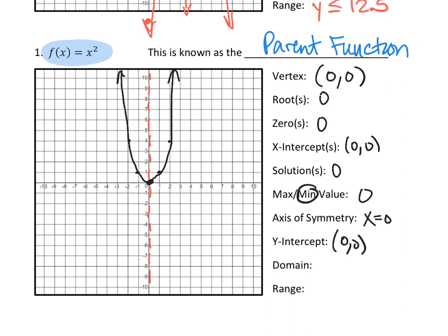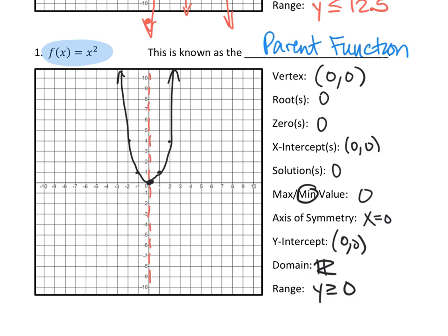What's the domain? All real numbers. Thank you for not saying 0. The domain is still all real numbers. But what's the range? y greater than or equal to 0. Y'all, the parent function is the most boring version because it all has to do with the origin here. This is the only coordinate point that is one of my attributes here. It's basically the whole thing. It's the vertex, the y-intercept, the x-intercept, the roots, the zeros, the solutions, and the minimum value. Super boring, but very important.